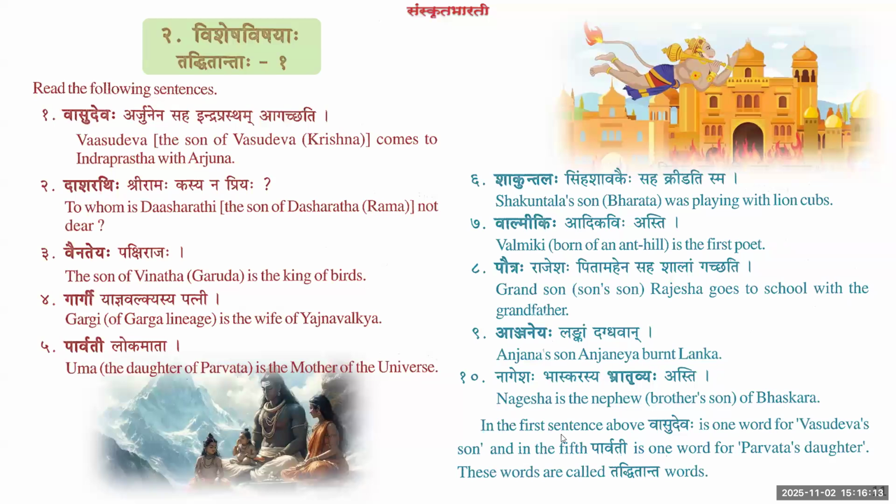Okay, in the first sentence above, Vasudevah is one word for Vasudeva's son. We have to be very precise. That's why the English alphabet can confuse us. In the fifth, Parvati is one word for Parvata's daughter. They have just picked a couple of examples. These words are called Taditanta words. All the old ones are Taditanta words. They have picked up a couple to summarize for us.